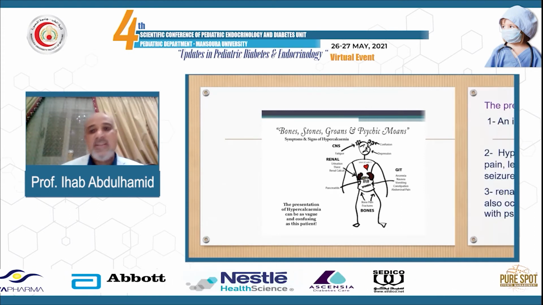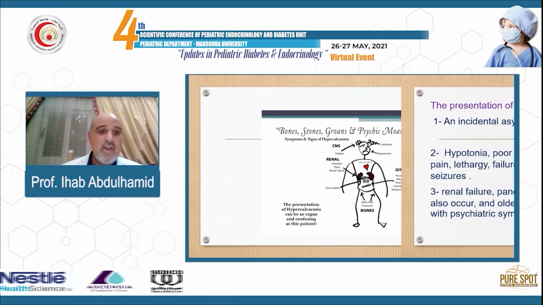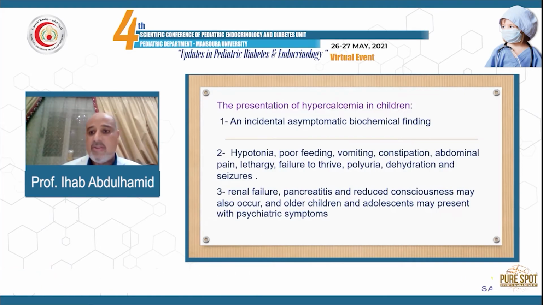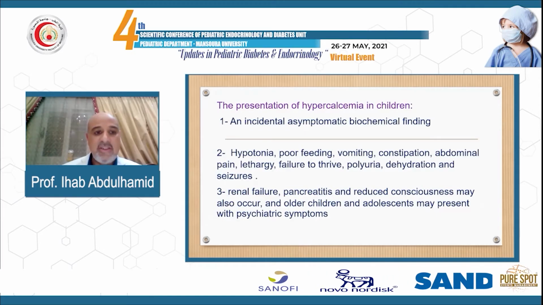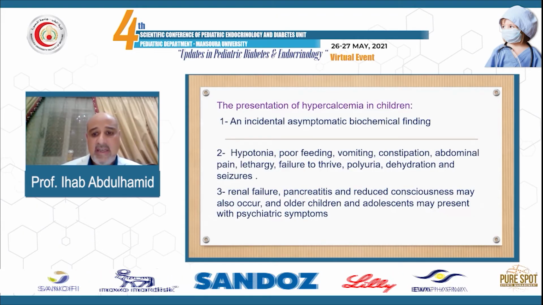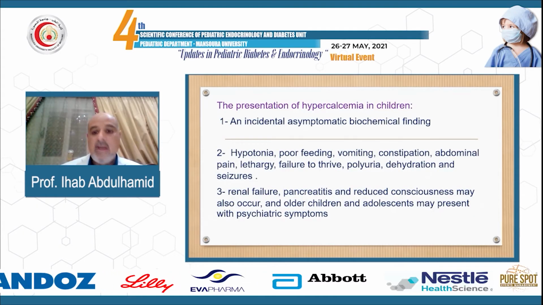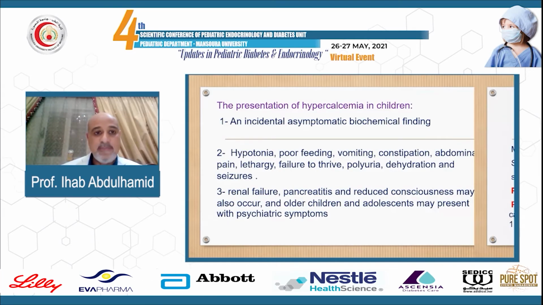So the presentations of hypercalcemia: asymptomatic accidental discovery, or hypotonia, poor feeding, vomiting, constipation, abdominal pain, lethargy, failure to thrive, and polyuria or dehydration, sometimes seizures, renal failure, pancreatitis, reduced consciousness, and sometimes psychiatric symptoms in adolescents.